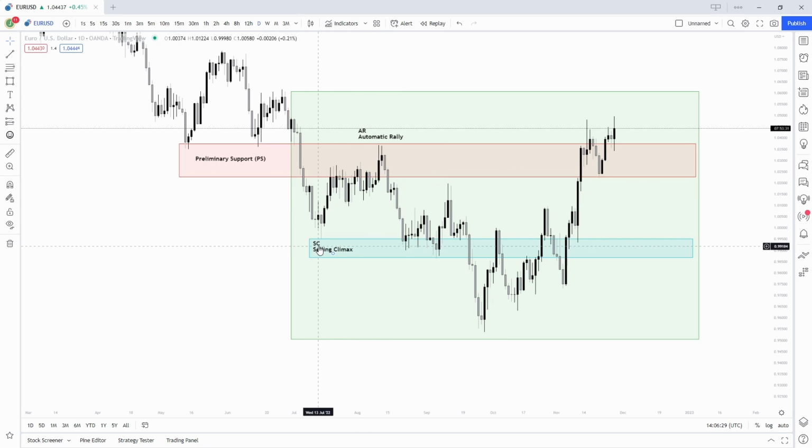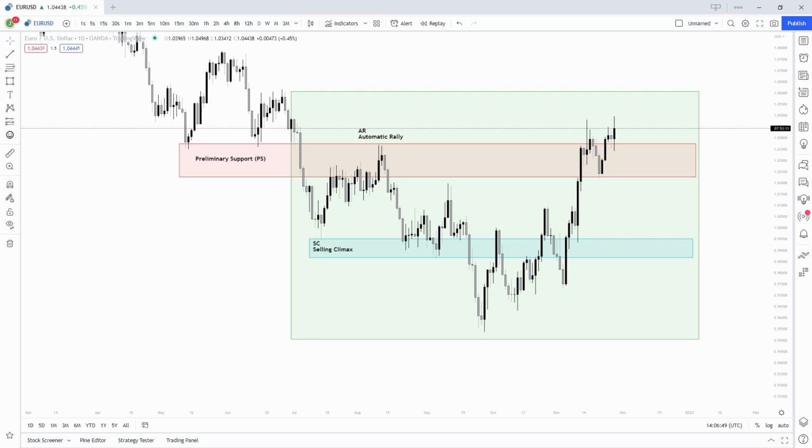So understanding that the selling climax and the automatic rally are two of the best things, or the two main things that we use to identify the parameters, because that is the very first major swing points we create. And then price will typically react alongside those points as the trading range continues to play out.